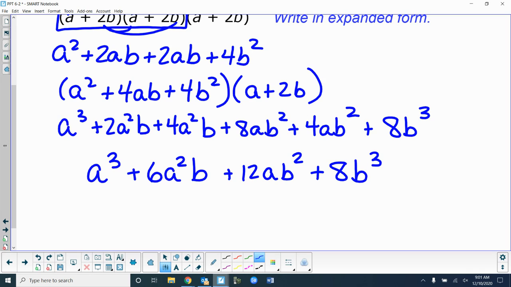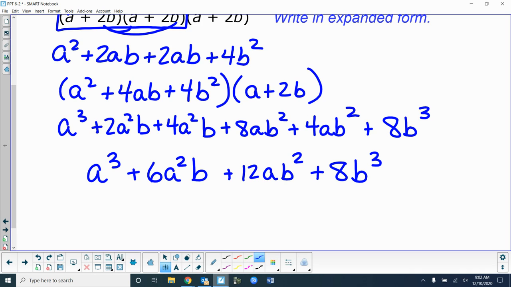Look at the a's. I got a cubed, a squared, a to the first, no a's. I got no b's, and I got 1b, 2b, and 3b. That's usually what happens. The one that comes first in the alphabet gets smaller by 1, and the one that comes second in the alphabet gets bigger by 1 each time you go through this.